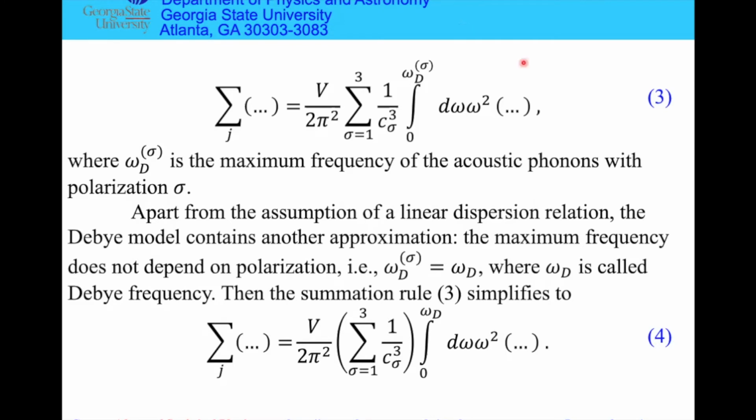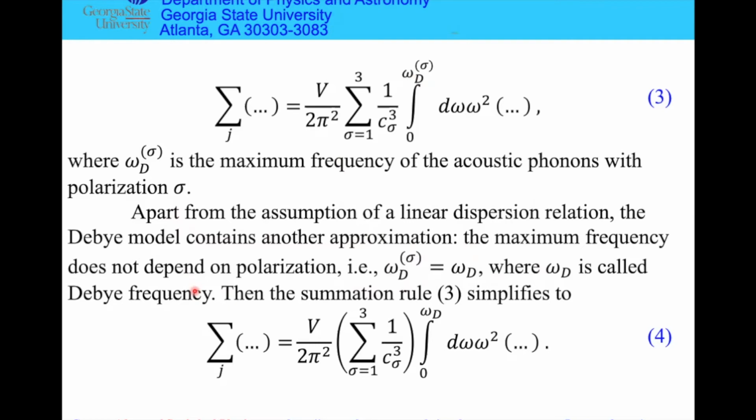So we already used one of the approximations of the Debye model. It is the linear dispersion relation of acoustic phonons that is limited by a certain maximum value. Now, the second simplifying approximation is the following. The maximum frequency omega sigma d actually does not depend on polarization. So it is just one frequency, omega d, a parameter which is called the Debye frequency. It is by no means an exact statement. It is not even an approximation.